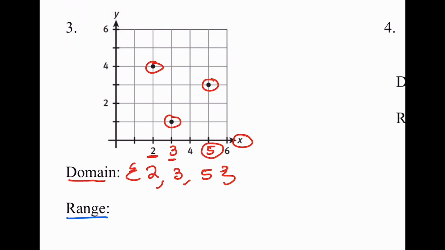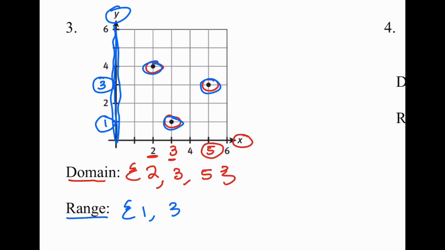Then we know that range is all my y values. So I'm looking at the same points, but now I'm looking at the y-axis. So I see that this point is at the y value 1. So 1 is in my range. This point right here is at the y value 3. So 3 is in my range. And this point right here is at the y value 4. So 4 is in my range.